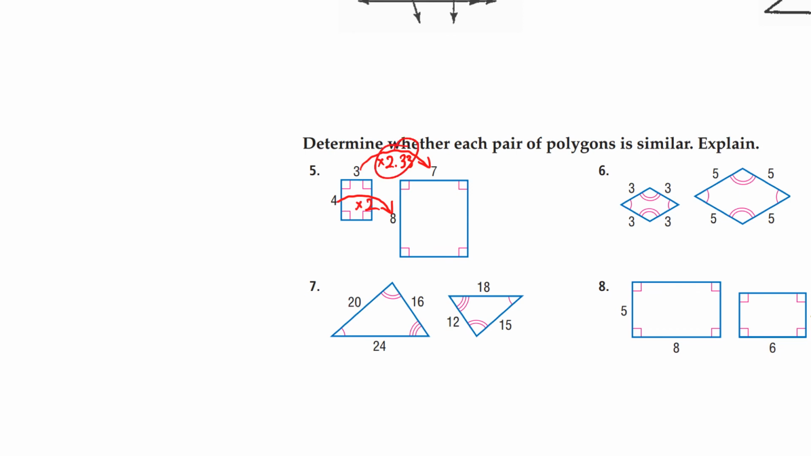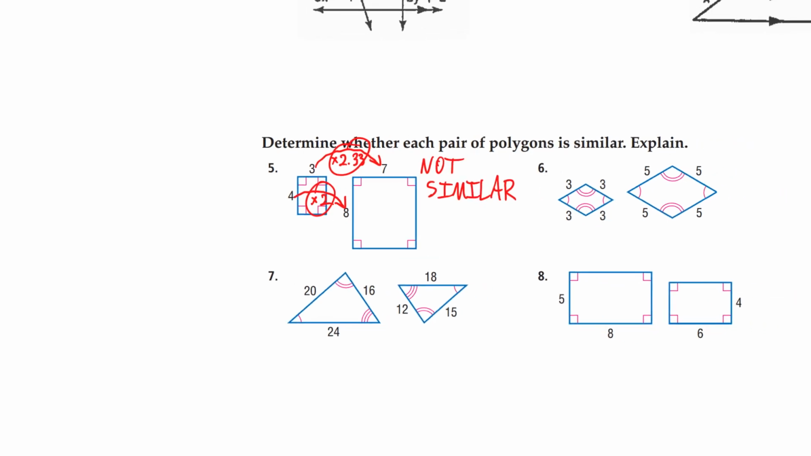So are you multiplying by a constant scale factor here? No. That means these are not similar because you're multiplying by different numbers, so you're skewing it to where it's not keeping them similar. You have to multiply by a constant number on all the dimensions.